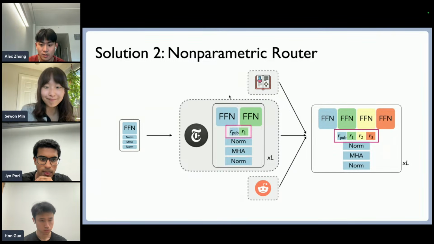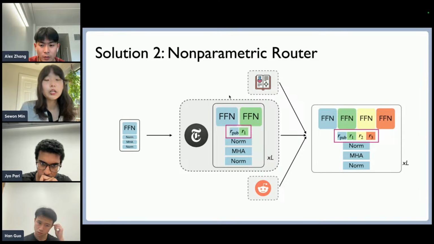I see. And then someone asked a question. They said, I'm confused how the R_pub is generated to begin with. Oh, yeah.